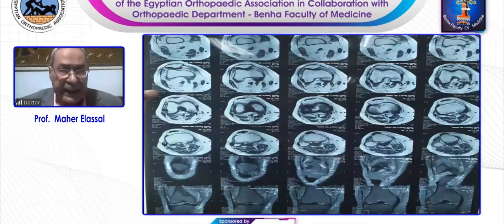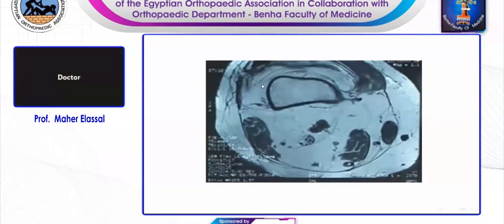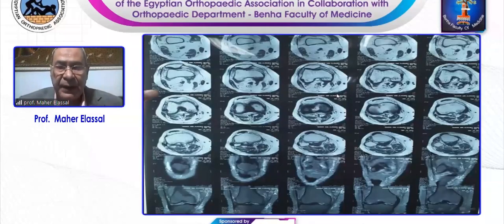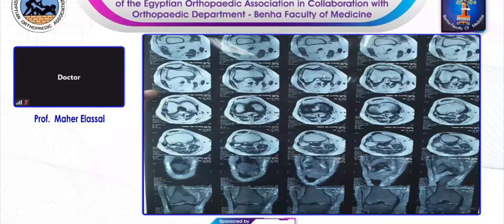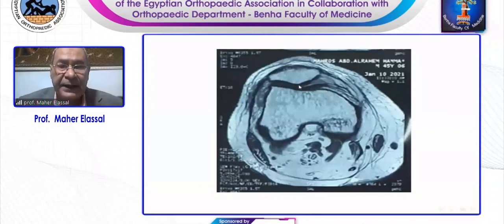This is the MRI axial views. If we focus on this view above the patella, we find a lot of fibrous tissue in the suprapatellar pouch extending to both gutters, medial as well as lateral. Back again, if we focus on this view at the level of the patella, we find a dense fibrous tissue in this area and also in the gutter.